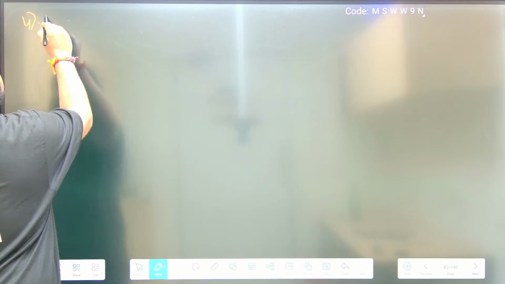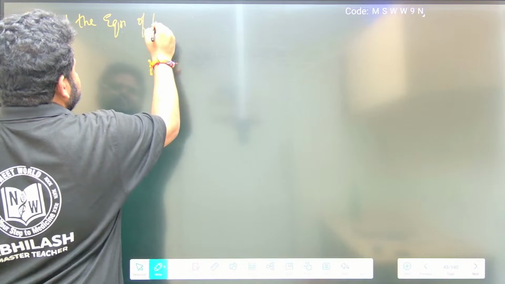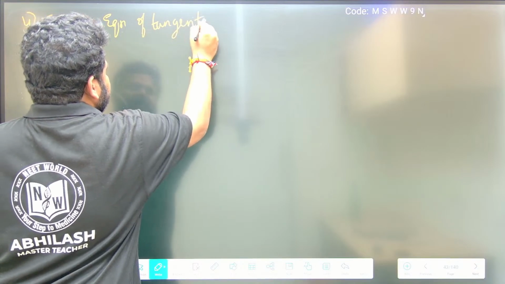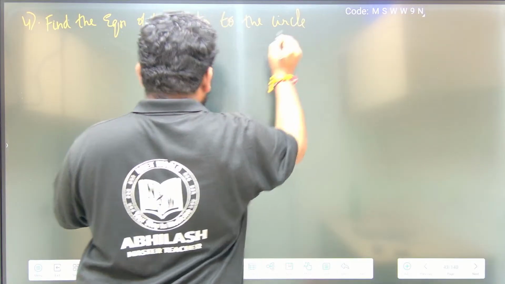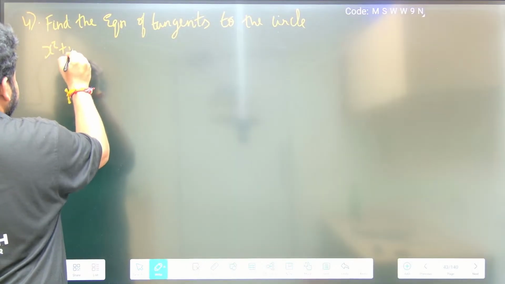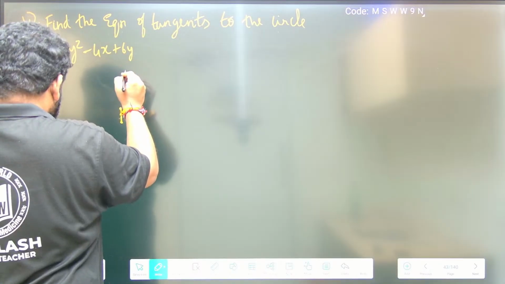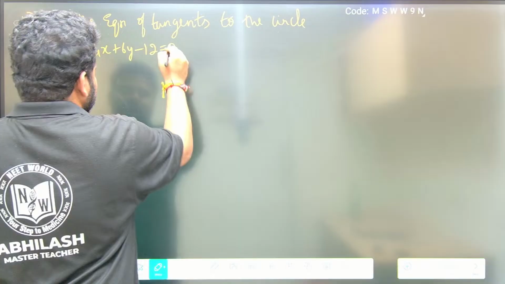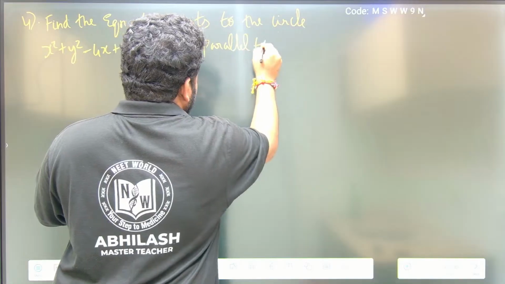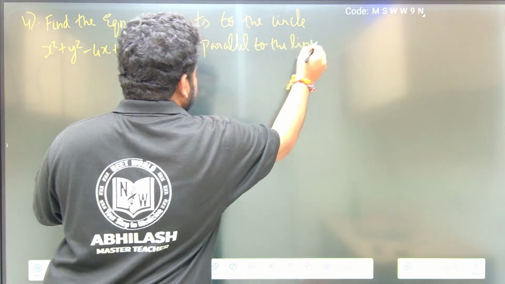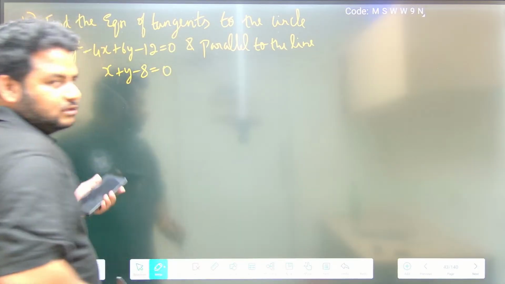They are telling, find the equation of tangents. Not tangent, it is tangents. Find the equation of tangents to the circle x square plus y square minus 4x plus 6y minus 12 is equal to 0, and parallel to the line x plus y minus 8 is equal to 0. Okay, this is what is given friends.